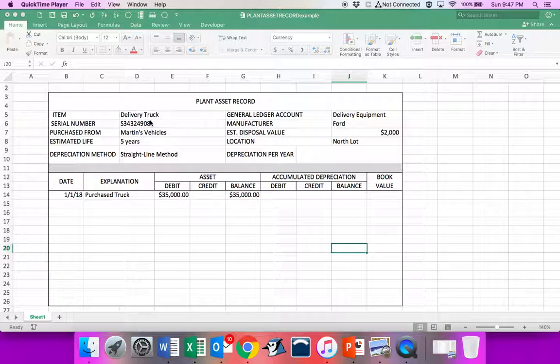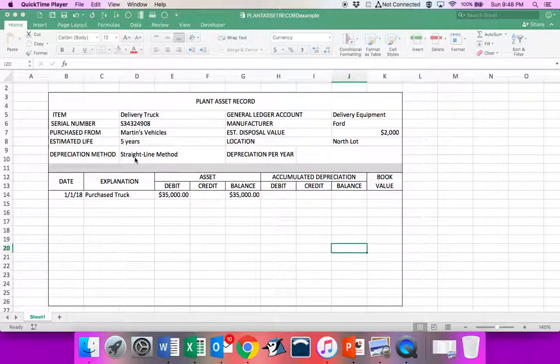I kind of want to talk about this. So this is a plant asset. I already have it started filling out for you. You're going to put the item: we bought a delivery truck. It's recorded in the delivery equipment general ledger account. Here's the serial number. The manufacturer of the truck is Ford. It was purchased from Martin's Vehicles. The estimated disposal value is $2,000. The estimated life is 5 years, and the location is the north lot.